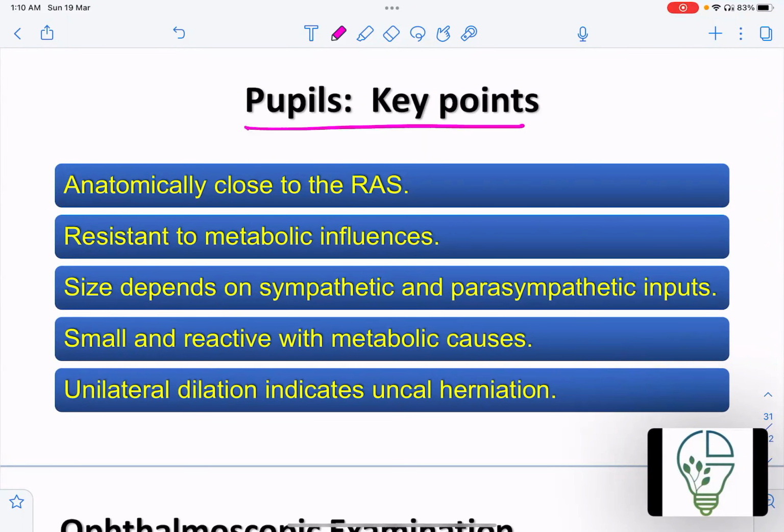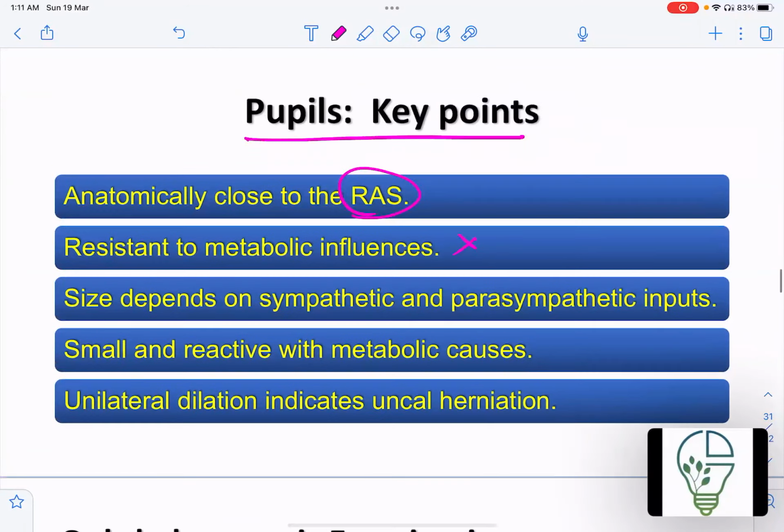Now the pupil, some of the key points is it is close to the RAS, because remember the RAS collects information from the pupils as well, from the oculomotor, from the optic as well. So it is very closely related to the RAS. The patient could have deranged lab values like hyperkalemia, hypokalemia, hypernatremia, anything, and it would not affect the pupillary reflex. It is immune to that.